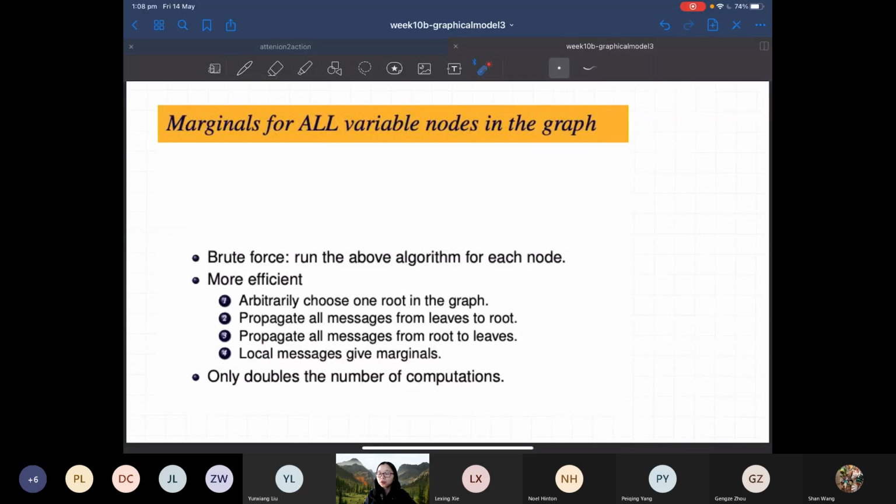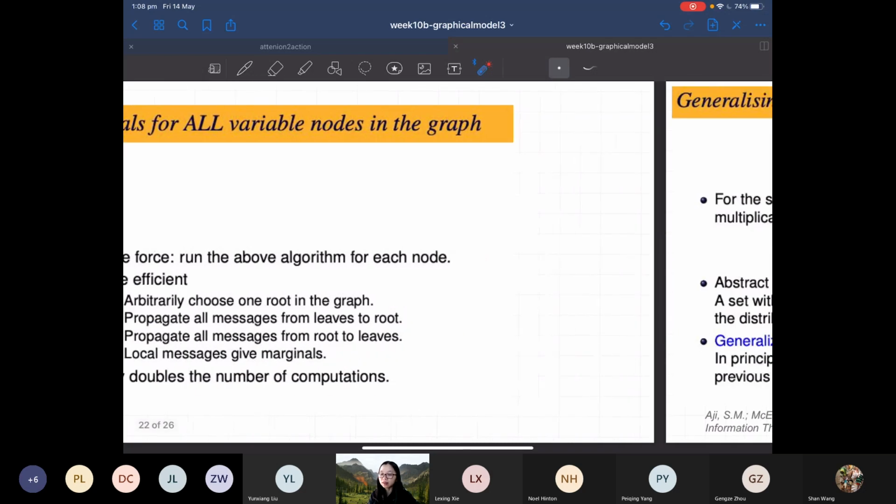So this is also to reiterate, we pretty much already said, if we would like to compute marginals for all variable nodes in a graph, the brute force will be to run the entire algorithm with each node as the root. The more efficient version is to arbitrarily choose one root in the graph and then propagate messages from leaf to root, propagate all messages from root to leaf, and then just take a product of local messages that will give us the marginals. It only doubles the number of computations rather than doing it like d times, right?